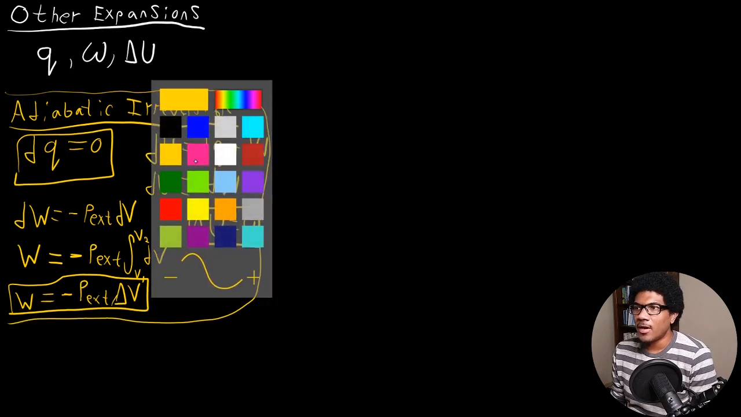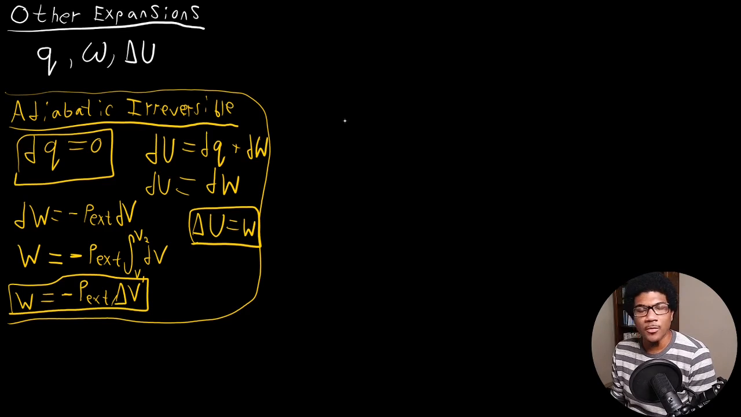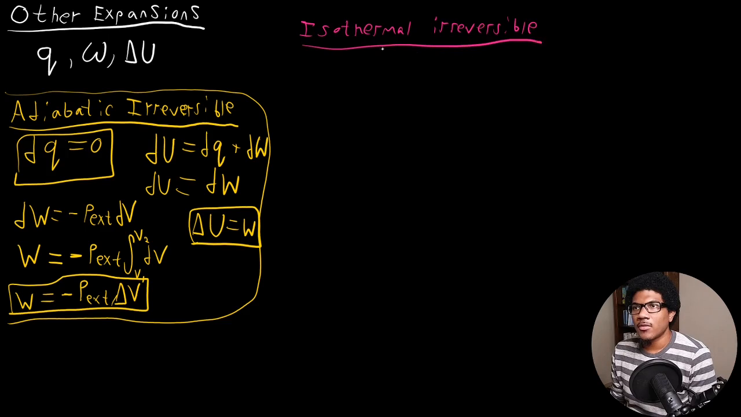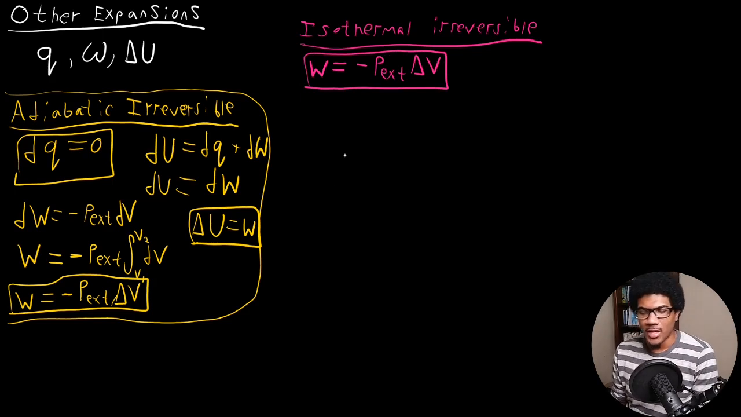Right, so the next process that you should be familiar with is an isothermal irreversible expansion. Okay, so with an isothermal irreversible expansion, we're still dealing with a gas expansion, so the work is going to be exactly the same as our adiabatic irreversible case. So let's go ahead and write that down. Our work is going to be exactly the same as it was in the adiabatic irreversible case.